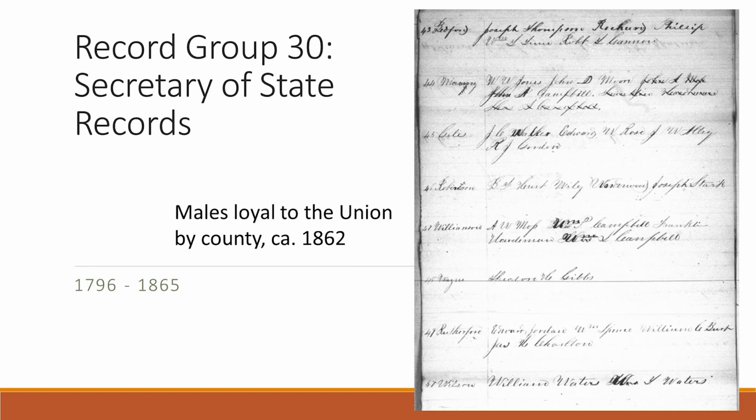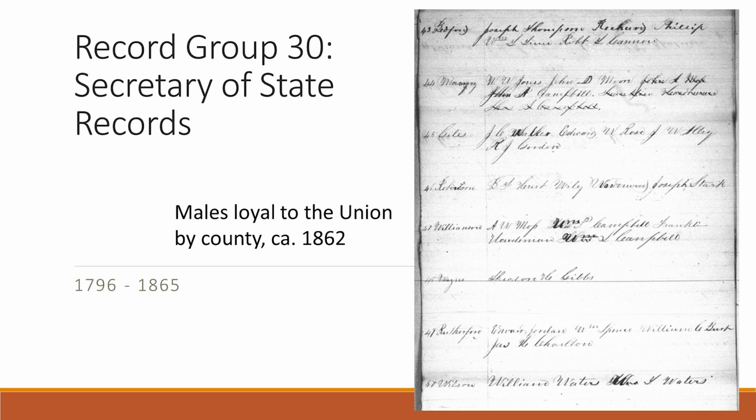So here's some detail from that males loyal to the Union by county. I got distracted as well. And so you see by county, they list names of men who were allegedly loyal to the Union. And now you want to go look at that and see if your people of interest are in that list. Okay, so this was record group 30.